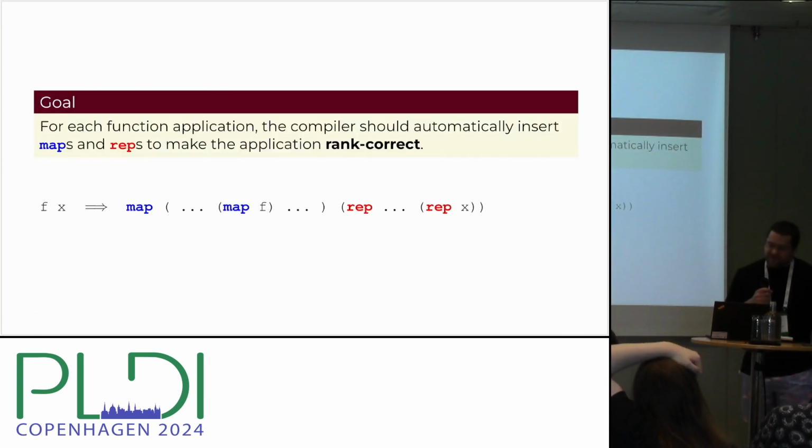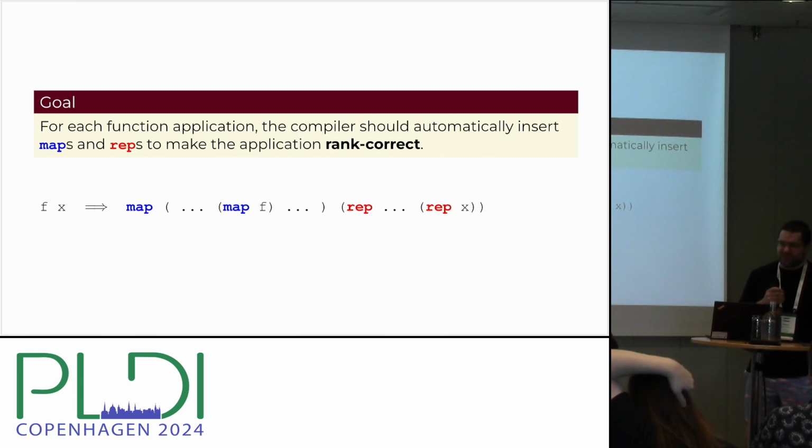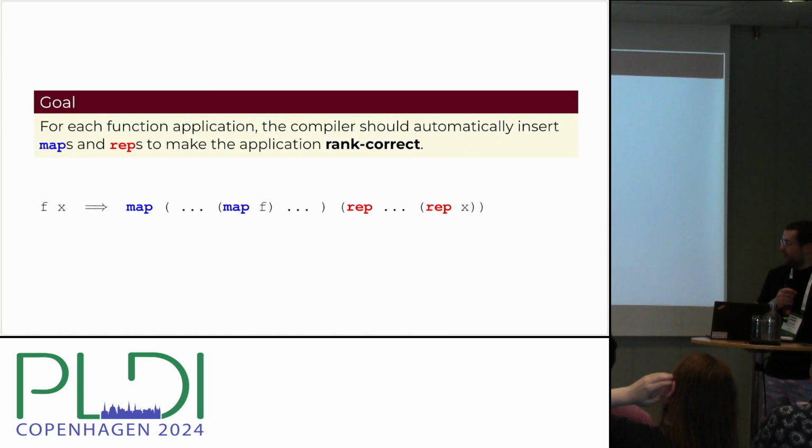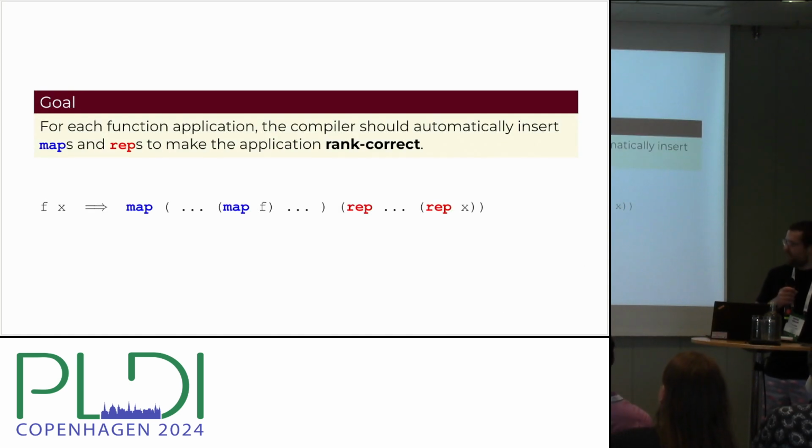So our goal to make rank polymorphism work in Futhark is to essentially insert these maps and reps automatically, and to make the function application rank correct. And there are a few challenges involved with this.